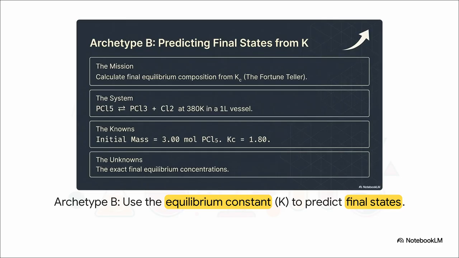Here's our next mission. We're starting with 3 moles of PCl5, which is going to decompose into PCl3 and Cl2. This time, what we know is the initial amount and the value of Kc, which is 1.80. The unknown: the exact final concentrations of everything in that mixture. We are literally predicting the future composition.